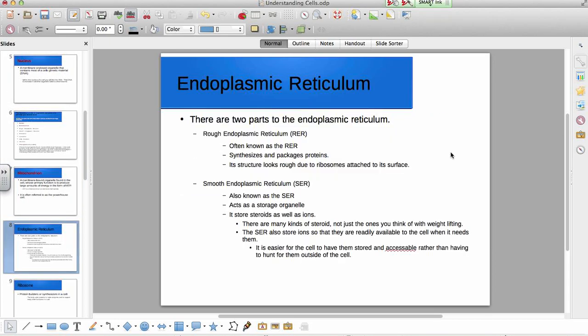The next thing we're going to talk about, just real briefly, is the endoplasmic reticulum. Again, find a diagram of the endoplasmic reticulum. So there are two parts to the endoplasmic reticulum. It's the rough endoplasmic reticulum, and we refer to that often as the RER. So you'll see that abbreviation, or that acronym rather, RER, rough endoplasmic reticulum. And then you have the smooth endoplasmic reticulum, and again, that's going to be abbreviated SER.